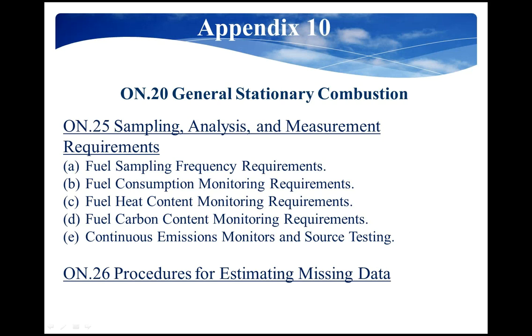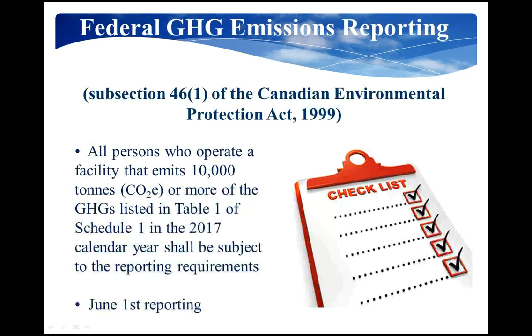The federal program, however, isn't quite as prescriptive. So the federal program applies to any facility that emits 10,000 tons of CO2 equivalent or more in a given year. Reporting is due June 1st, just like the provincial program.